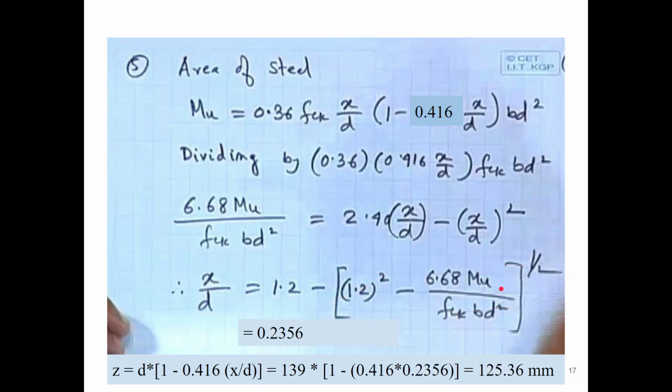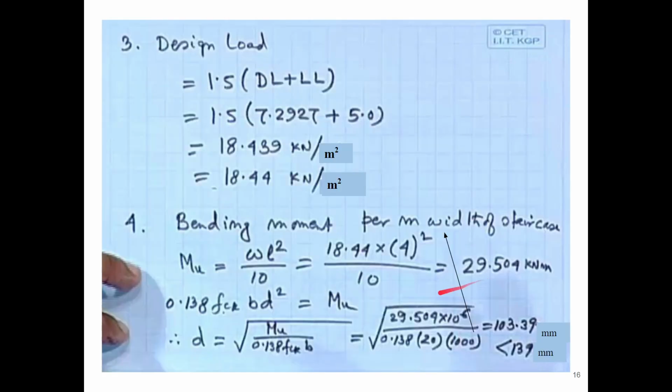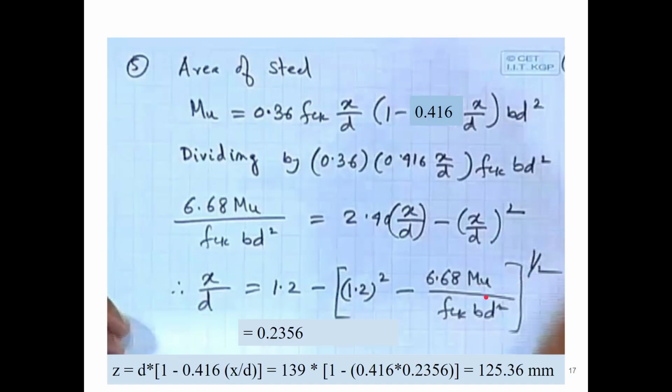So substituting the values of Mu, fck, b and d: d is 139, b is 1000, fck is 20, Mu is 29.504 into 10 to the power 6. We get the x by d value as 0.2356. From this we can get the lever arm, which is z equal to d into 1 minus 0.416 x by d. So d is 139, x by d is 0.2356, and we get the lever arm depth as 125.36 millimeter.